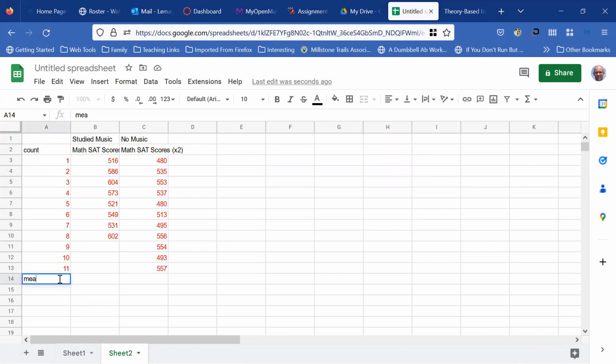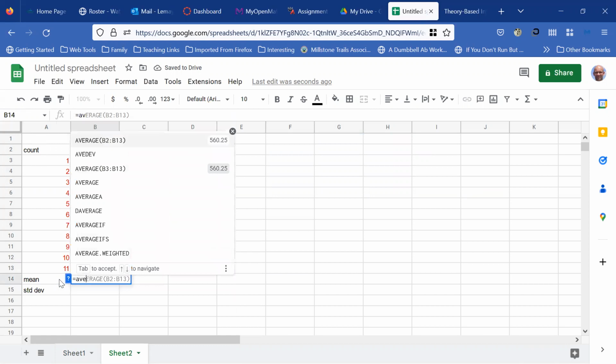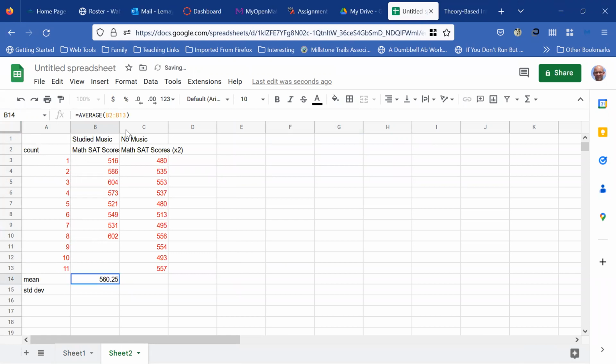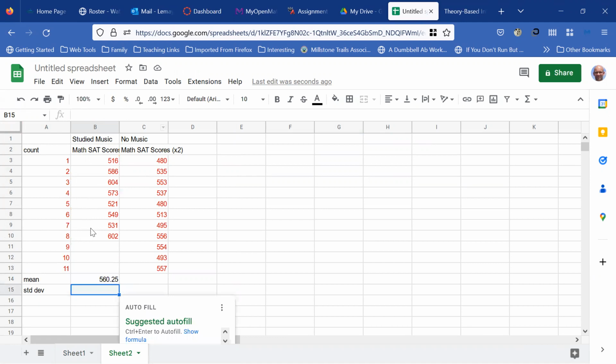So they each will have a mean and they'll each have a standard deviation. So I'm going to do equals average, here it pops up. And I think, is it grabbing it for me? Let's make sure it did that right. It did, it doesn't matter that it's empty.